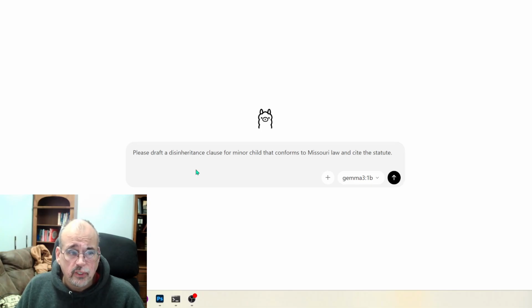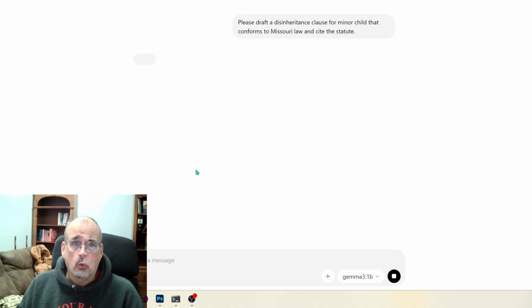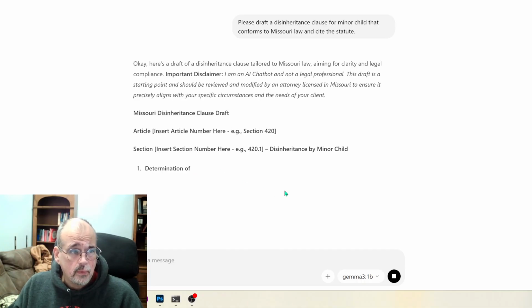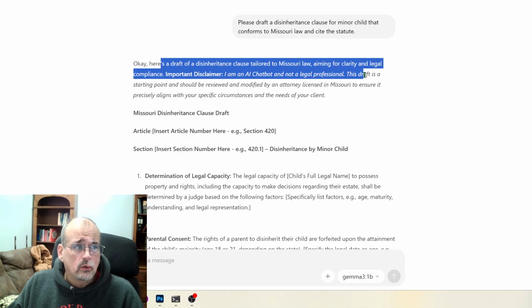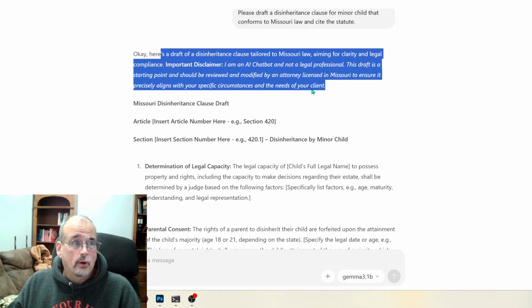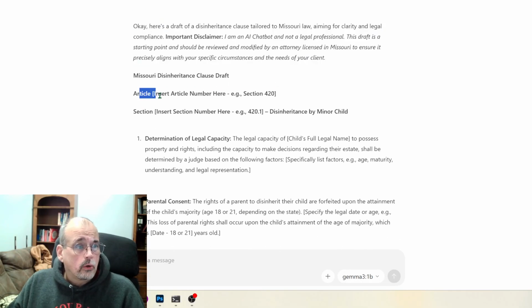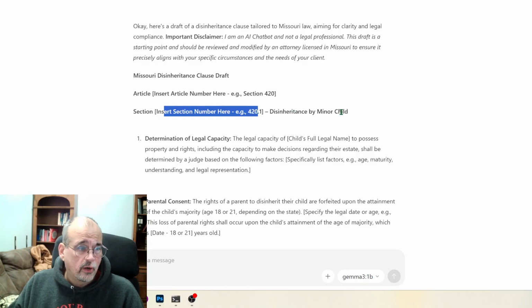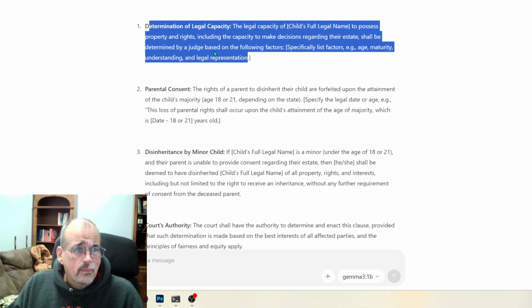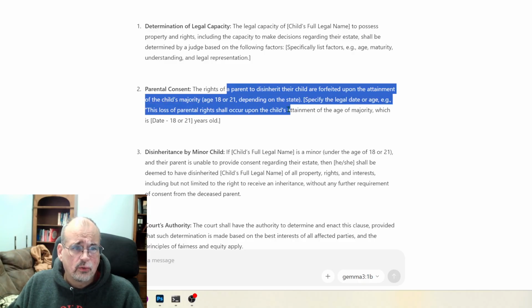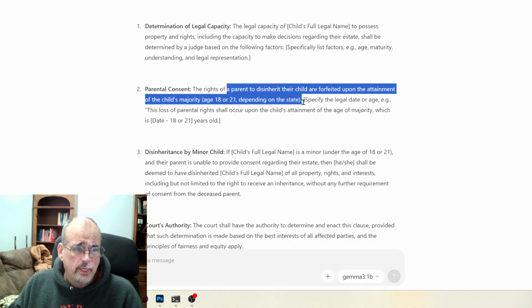Here we go. Please draft the disinheritance clause for a minor child that conforms to Missouri law and cite the statute. There's no way this puts out quality content. Here is a draft disinheritance clause tailored to Missouri law, aiming for clarity and legal compliance. I'm a chatbot, not a lawyer. That's true. Article blank, section 420, insert section number here, 420.1, disinheritance of a child, determination of legal capacity, make decisions be determined by a judge in following factors: parental consent. The rights of a parent disinheriting a child are forfeit upon the attainment of the child's majority.